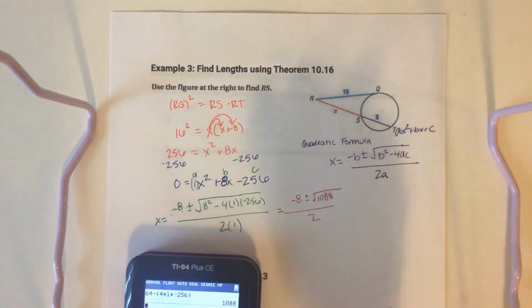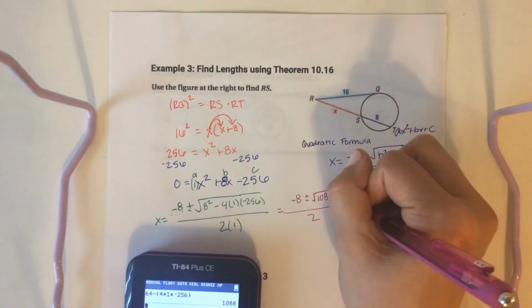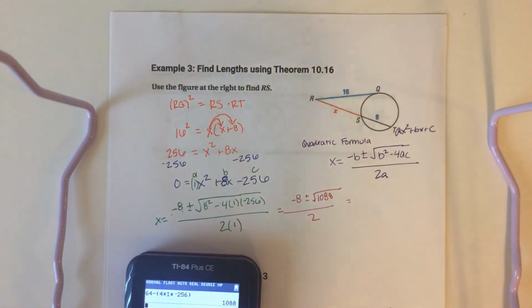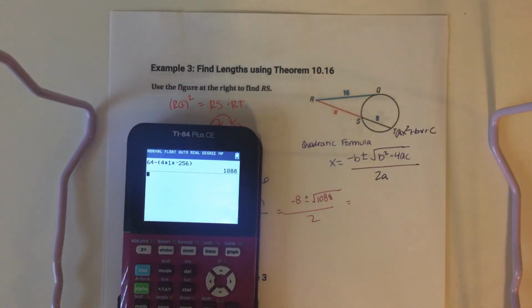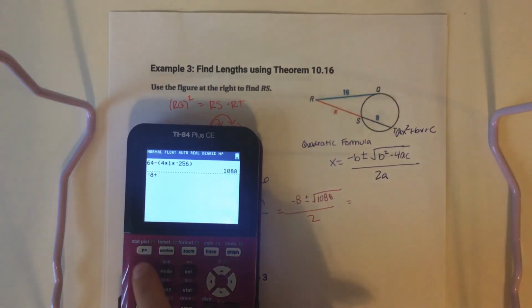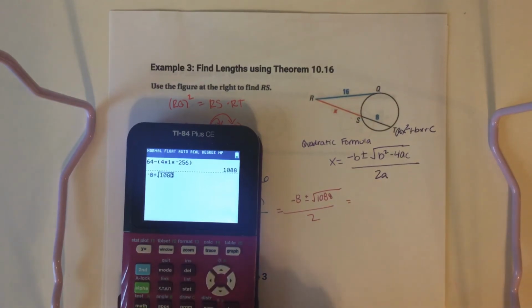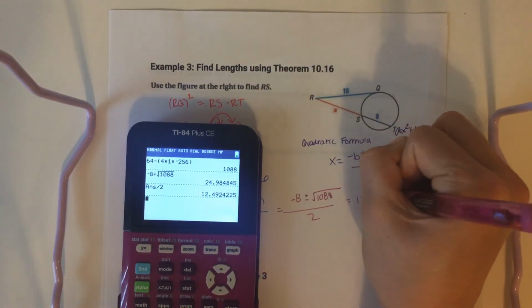All over 2. And if you have seen this before, you probably simplified this more, but we're not going to worry about that right now. I'm just going to get my two answers by plugging it into my calculator. So I have negative 8 plus, one answer is going to use the plus, the square root of 1088, divided by 2. So one possible answer is 12.49.